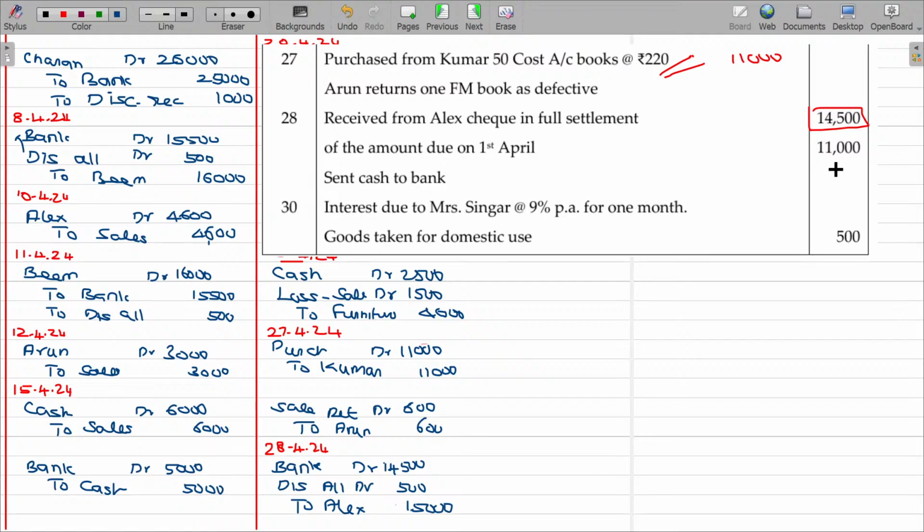On the same date, send cash to bank. The journal entry being money goes to bank, so bank account is going to be debited to cash. This value being 11,000.